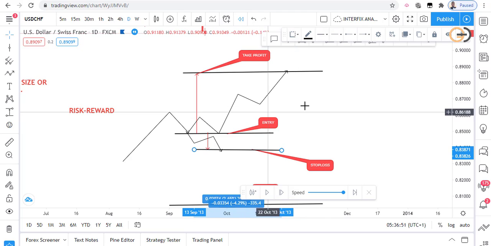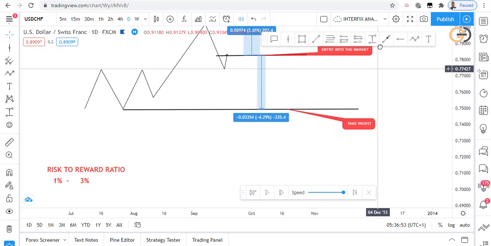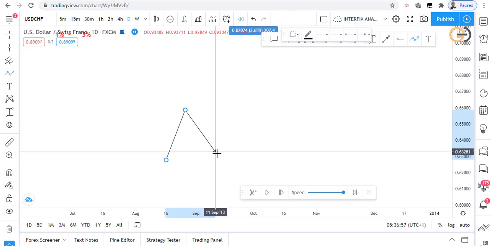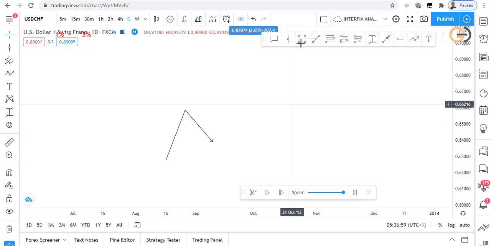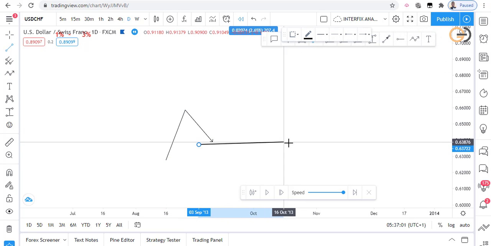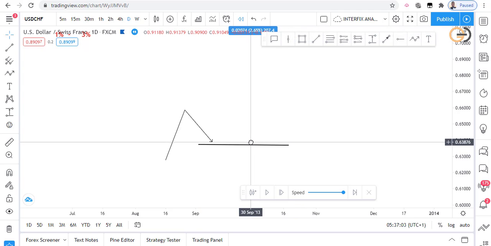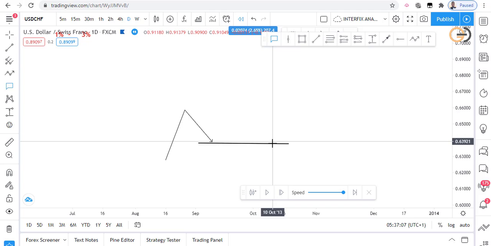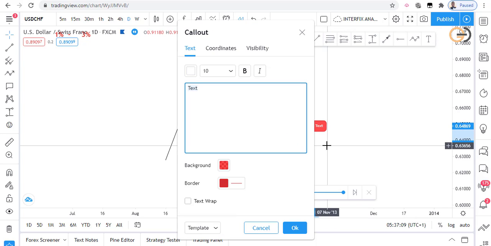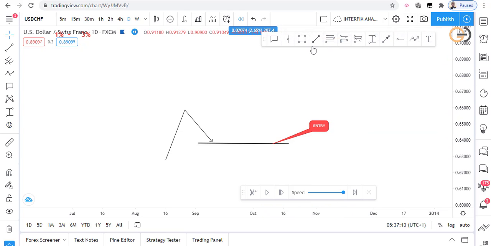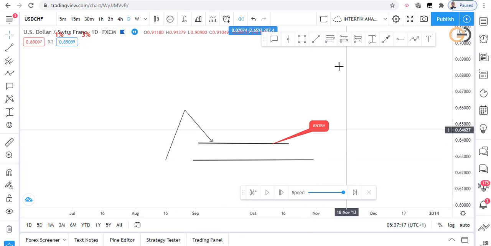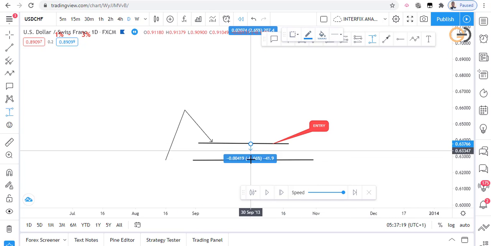And then also, there are scenarios whereby the market can be moving in your favor. Let's say you enter the market here. Enter the market here. This becomes your entry. And then you put your stop loss 20 pips below. Remember, it has to be 20 pips.